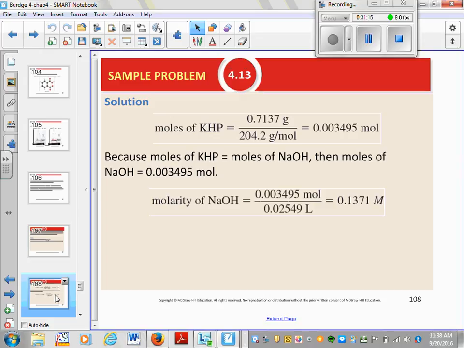So the concentration of the sodium hydroxide solution is 0.1371 molar. Yes? No? Maybe? Remember I said we're going to be using stoichiometry the rest of the year, so we went from grams to moles. Now we use the concentration to figure out the molarity.